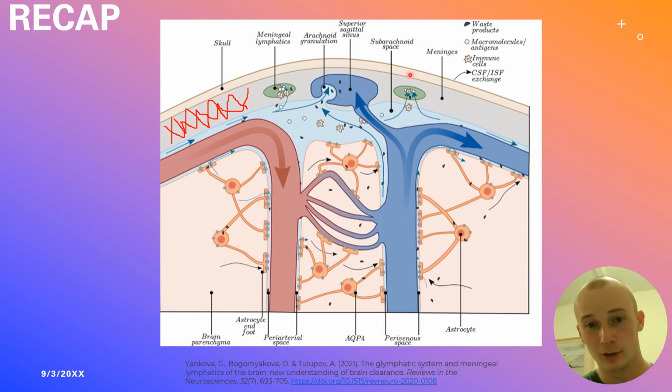If we start at the top of the diagram, we have our skull. Beneath it we have our meninges, the meninges being made up of 3 layers: your dura mater, your arachnoid mater layer, and your pia mater layer. The bit between the pia mater and the dura mater is the most important.